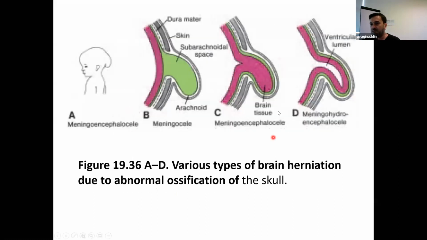So this is what you are seeing. You are seeing only the meninges. There is a defect in the skull, and you have only the meninges bulging. This is the meningocele. If there is meninges, which are seen in the green, and then you have the brain tissue bulging, this is the meningoencephalocele. And if you have the meninges, the brain, and the lumen of the ventricle bulging out from a defect in the skull, then it is called meningohydroencephalocele.